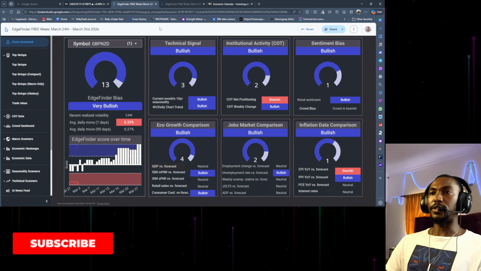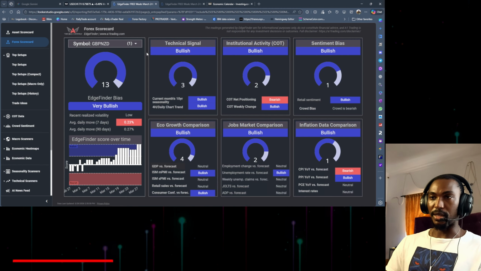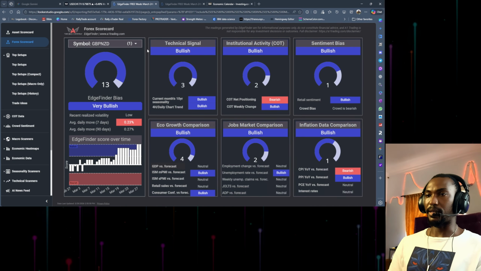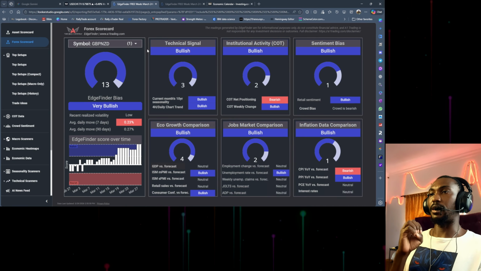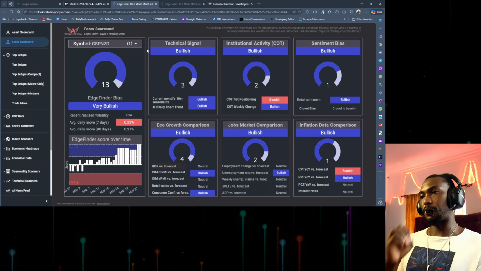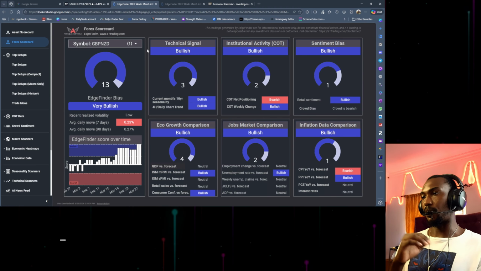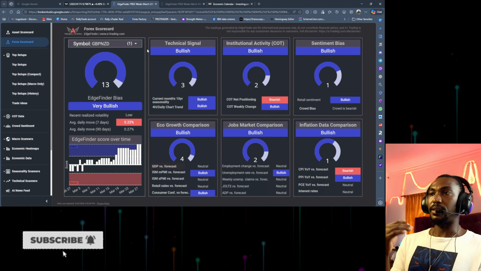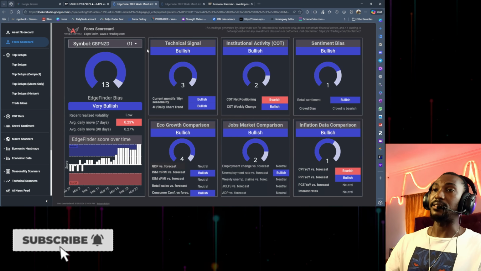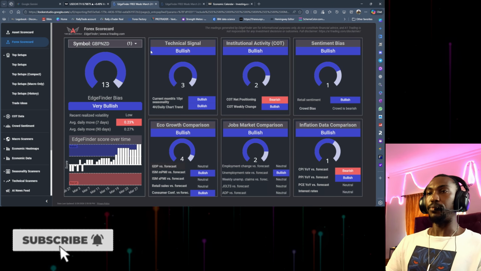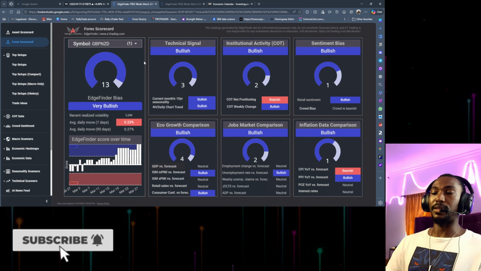So what are the other two pairs in the markets that the hedge finder says really has good strength? So firstly, we have the British pound against the New Zealand dollar, and this market has absolutely bullish data for it. The economic data, the job data, the inflation are all on the bullish side. The sentiment, institutional activity, as well as the technical chart are all bullish. Let's see how that looks on the chart.